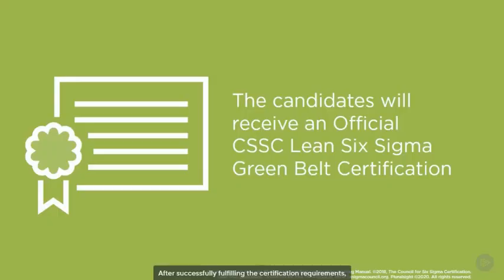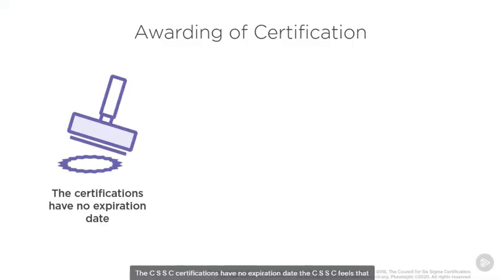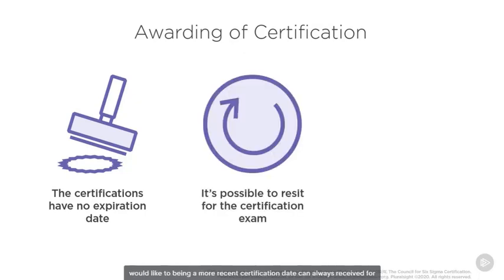After successfully fulfilling the certification requirements, candidates will receive an official CSSC Lean Six Sigma Green Belt certification, a PDF, issued by the Council for Six Sigma Certification, the most respected accrediting organization in the Lean Six Sigma industry. The CSSC certifications have no expiration date. The CSSC feels that certifications that require renewals only serve to increase the profits of the certification providers, instead of benefiting the individual. Candidates who would like to obtain a more recent certification date can always proceed for the certification exam at any time, often for less money than a provider would charge for a renewal.